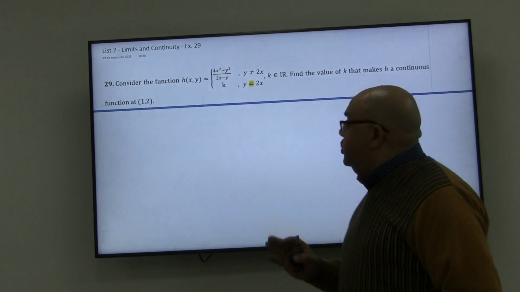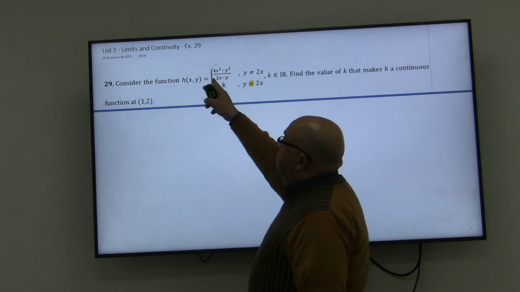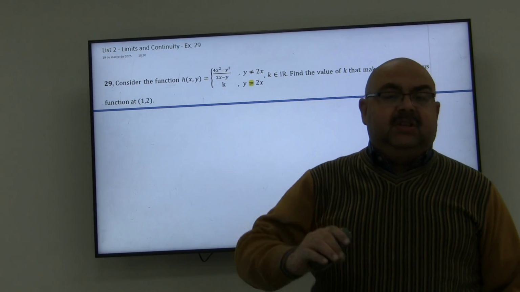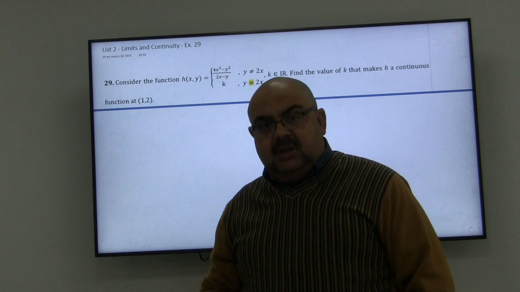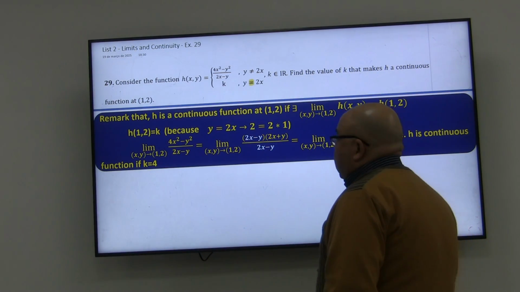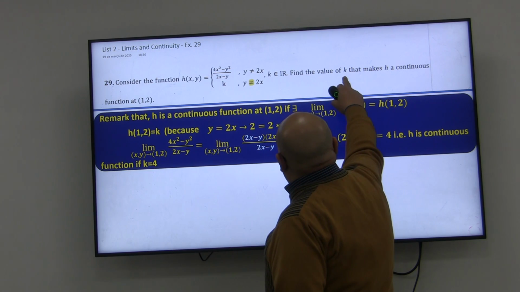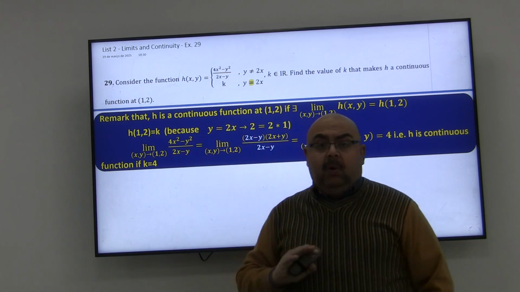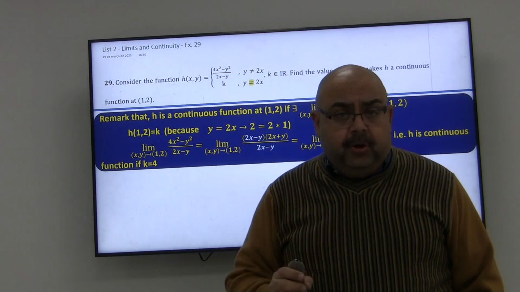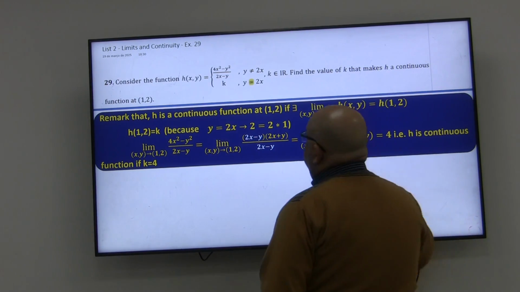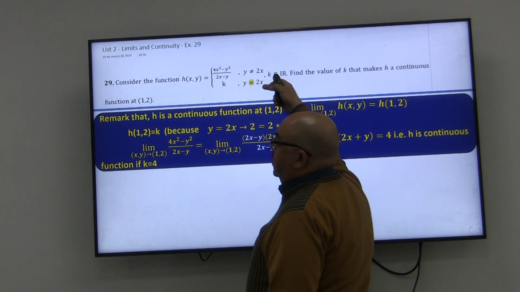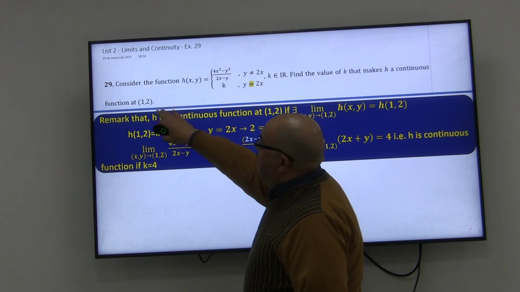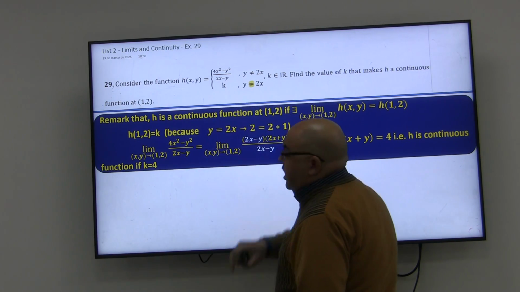All I have to do is to evaluate the limit of the function and make the limit of the function equal the value of the function at the specific point, when discussing the continuity. So he wants me to find the value of k such that h is continuous at the point (1, 2). So I will check if this point (1, 2) is one of the points at this branch or at this branch. Once you put x equal to 1, you will find y equal to 2, which means (1, 2) is one of the points in the case y equal to 2x.